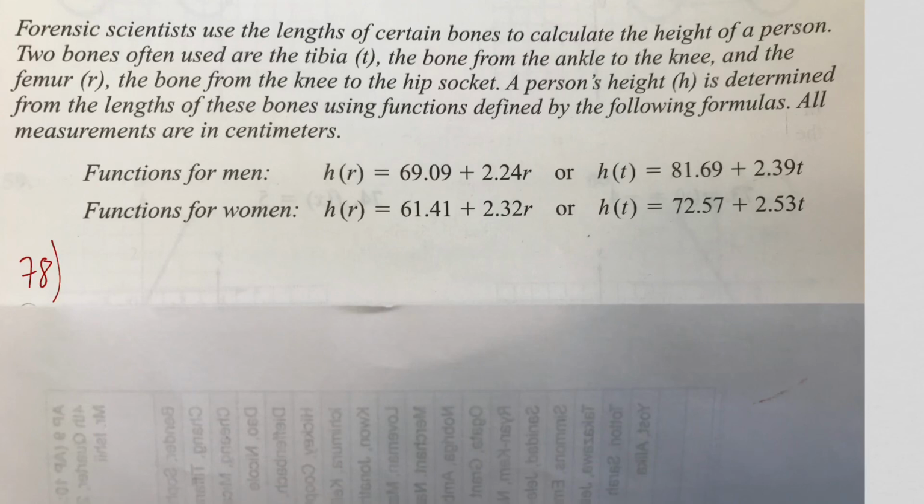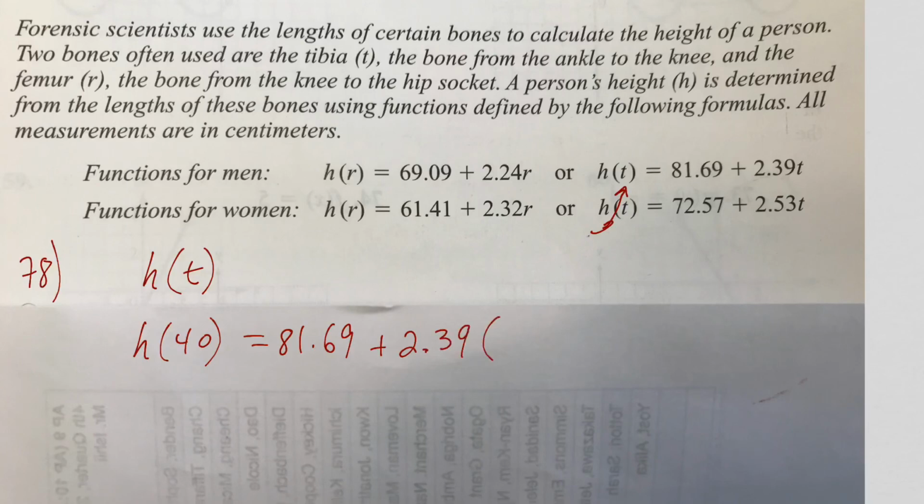Okay, number 78. They want the height of a man with a tibia of 40 centimeters. So h of t is what we're after. Height of a man, actually. So h of 40 would be equal to 81.69 plus 2.39 times 40. And you can do the math on this, but it's going to come out to 177.29 centimeters.